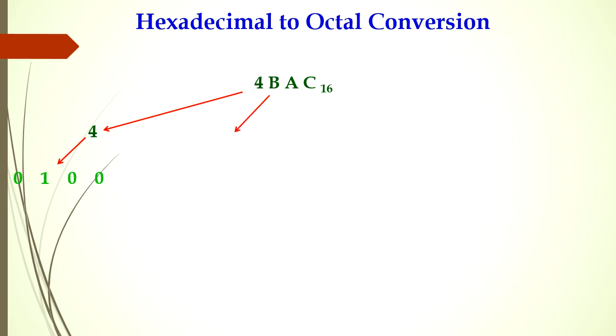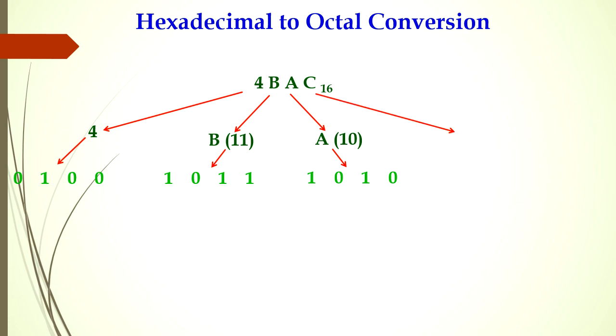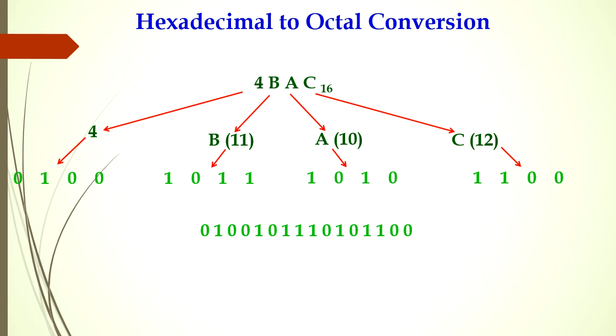And for B, which is a value of 11, it will be 1011. And for A, which is 10, this will give a value of 1010 in binary. And for the LSB, which is C, the value is 12, and for this we will have a binary value of 1100. So this is the binary number.